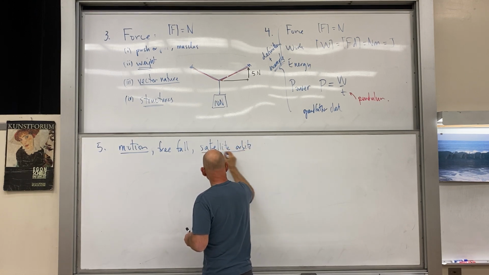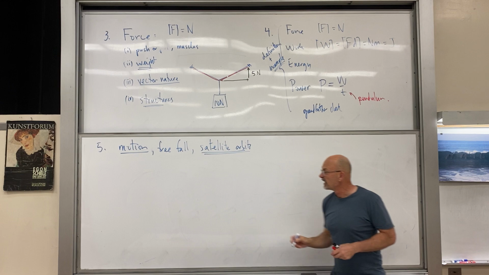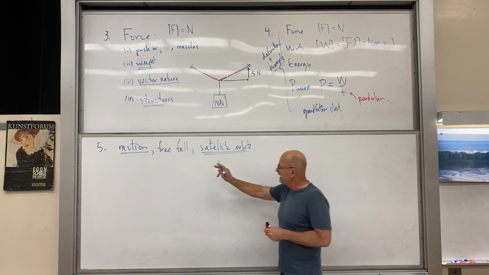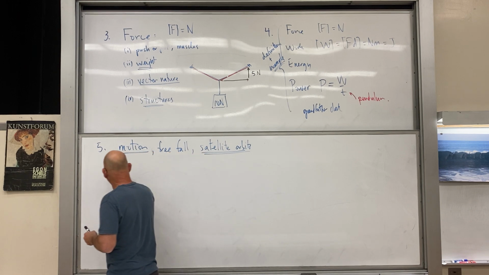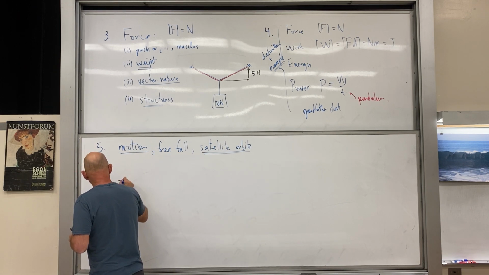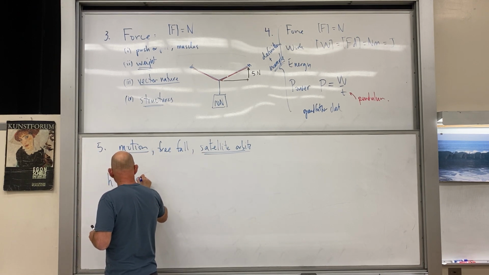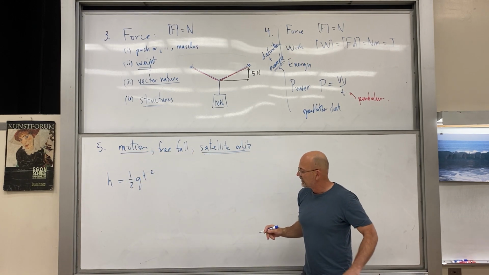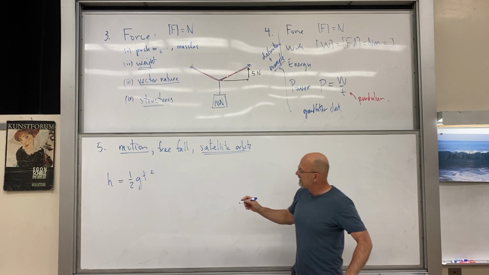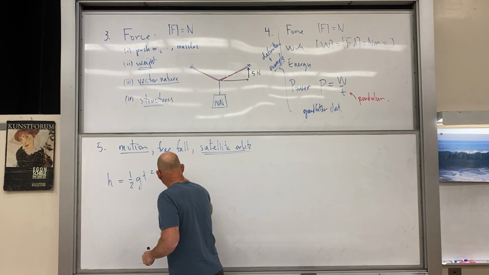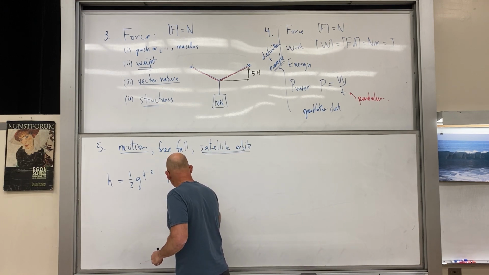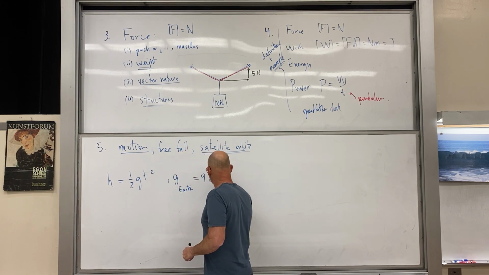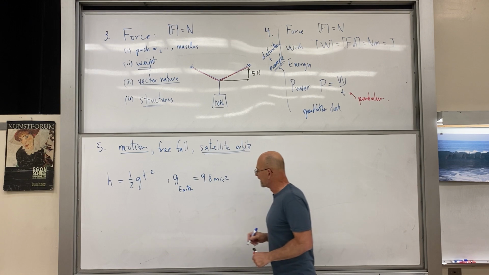This is what I want you guys to be able to discuss. And for that we need the free fall first of all. We had the formula h equals 1/2 g t squared. That was the free fall formula. And here I'm going to specify, when I say g, I mean g on Earth, 9.8 meters per second squared.